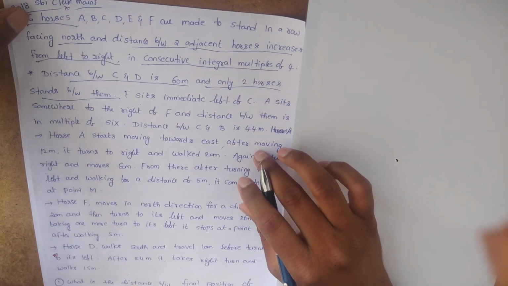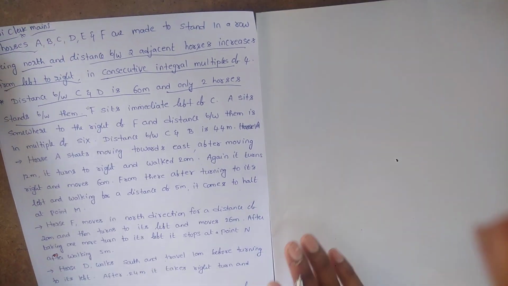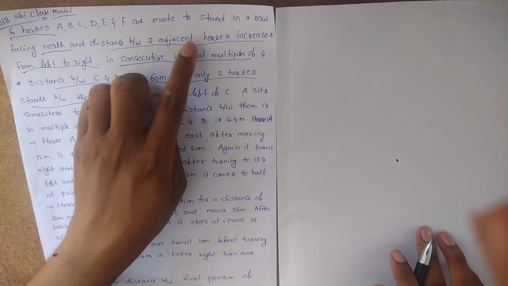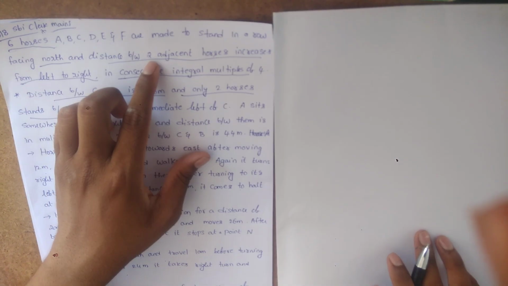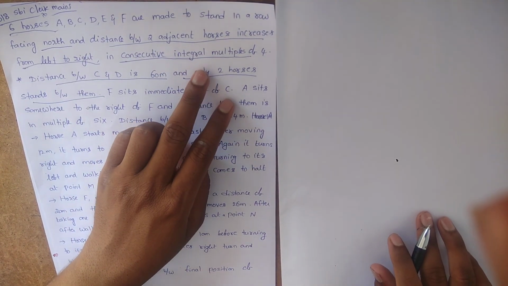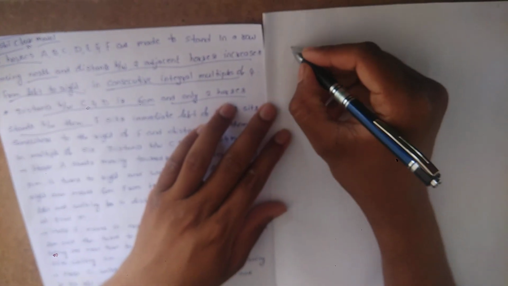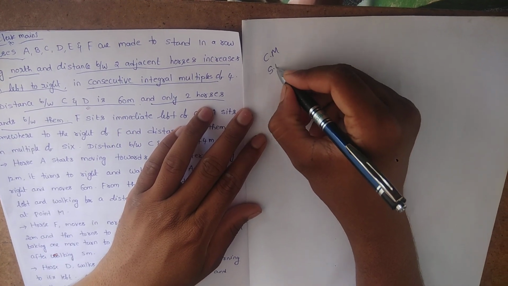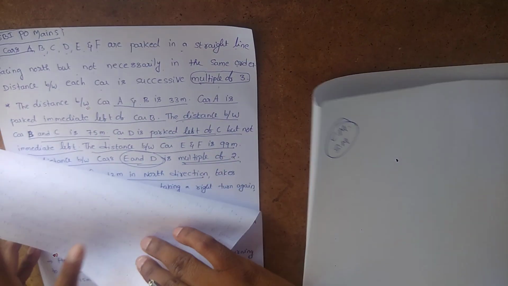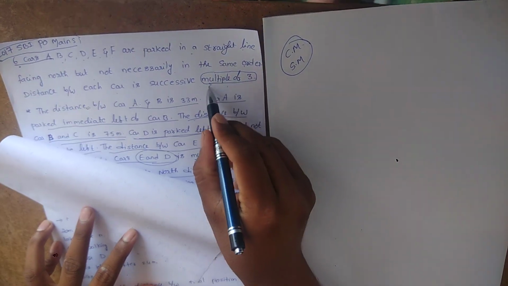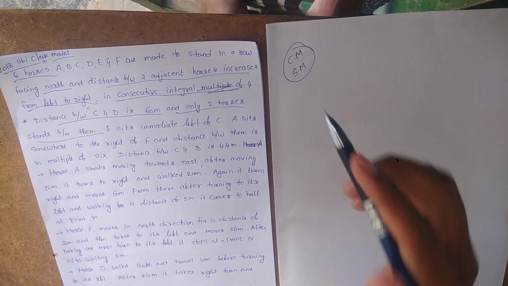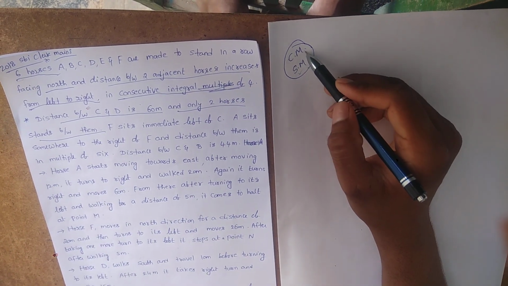See here, friends, in total we have six horses: A, B, C, D, E and F, made to stand in a row facing north. The distance between two adjacent horses increases from left to right in consecutive integral multiples of 4. Remember, consecutive multiple and successive multiple are both the same. In the previous example, they gave the distance between each car as a successive multiple of 3. Here they mention a consecutive multiple of 4. So here, successive multiple and consecutive multiple are both the same.